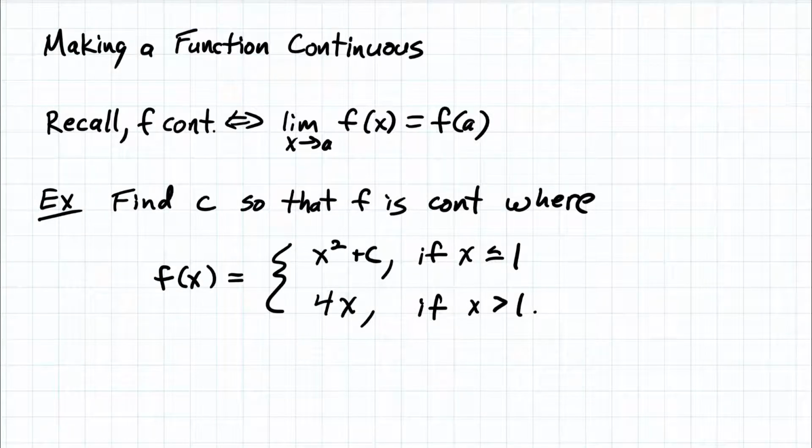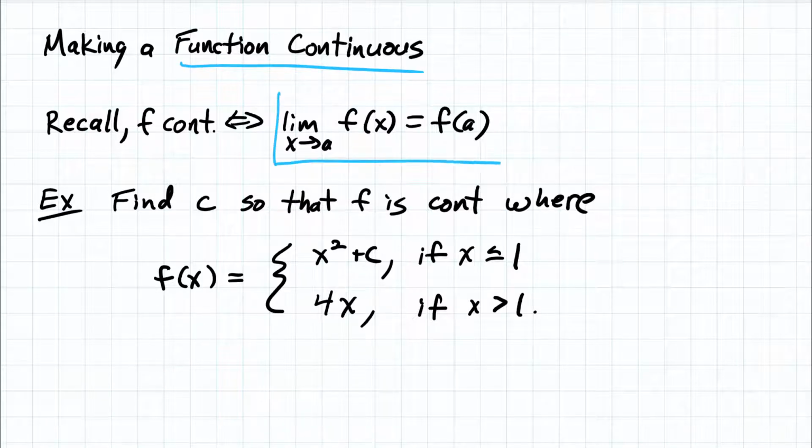All right, welcome. We're going to do an example of how to make a function continuous. And remember, continuity is detected by the fact that the limit as x goes to a of f of x is just plugging in x equals a.